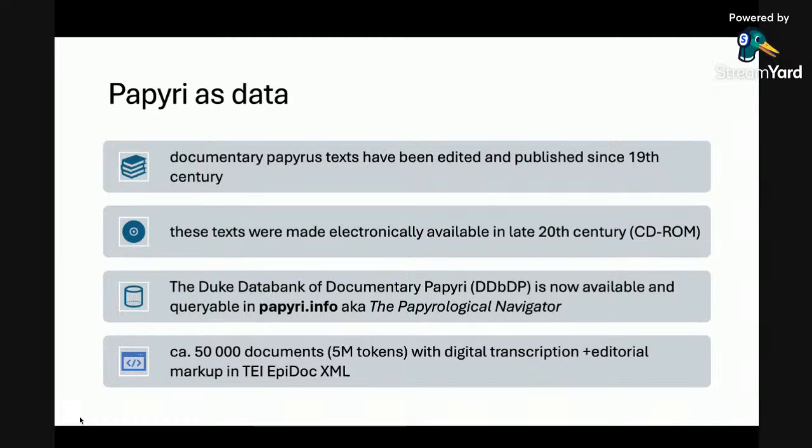So now we have the Duke Databank of Documentary Papyri available and queryable in papyri.info, which we also call the Papyrological Navigator. It hosts around 50,000 documents with digital transcription. There's data about more texts, but the transcription is available from around 50,000 documents, roughly 5 million tokens. And it's marked up in TEI EpiDoc XML, which is already familiar to you from the earlier lecture on this course.